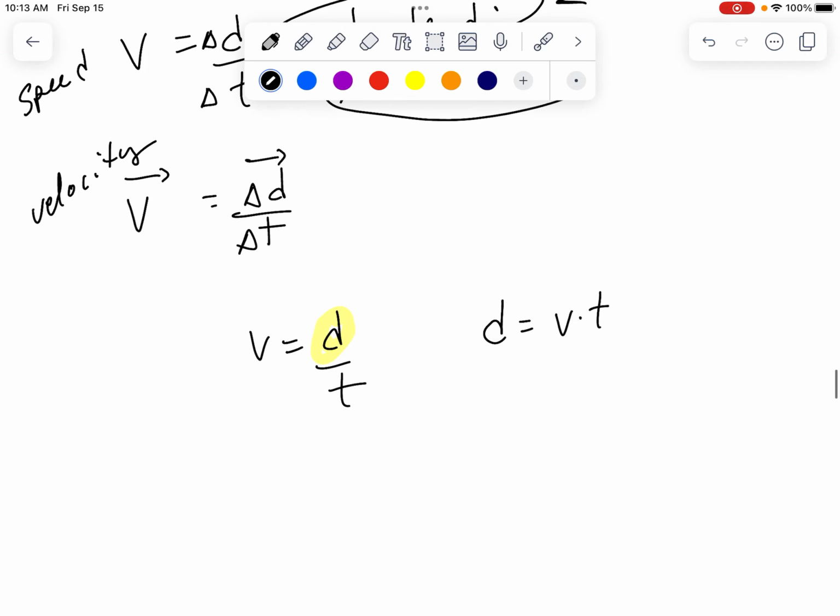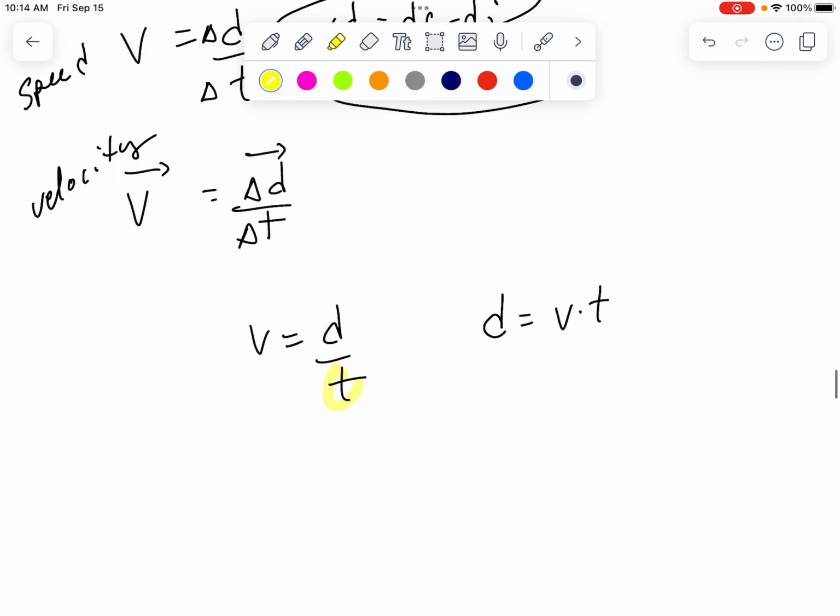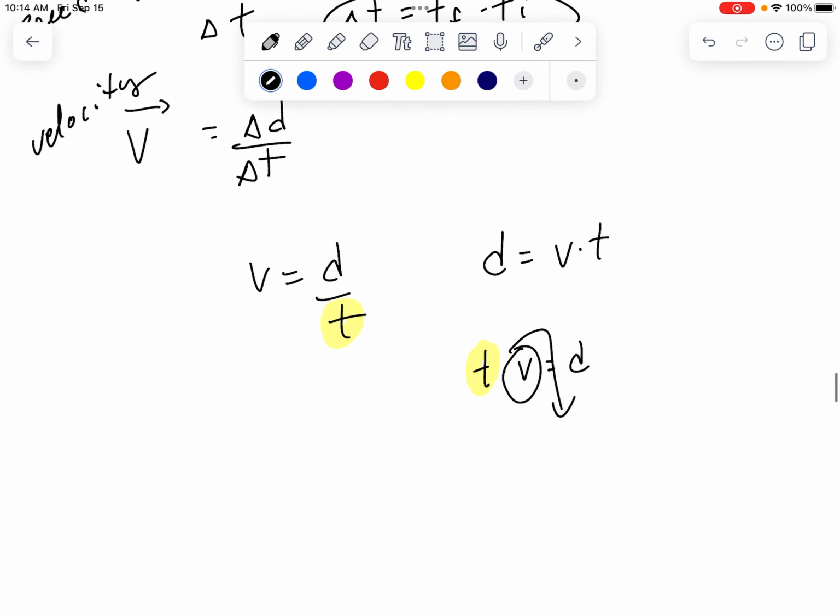If I wanted to solve for time using this, I need to get the time out of the denominator, so I get it across the equal sign, and I'll be left with t times v equals d. But that doesn't then solve for the time. I then need to isolate time. So I'm going to take my v and go across the equal sign, and so my t equals d over v.